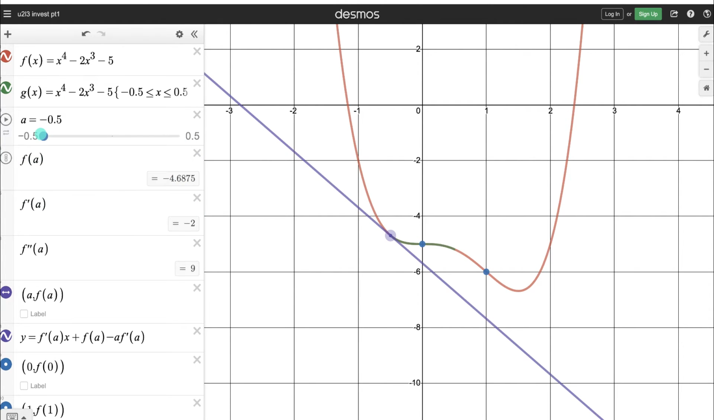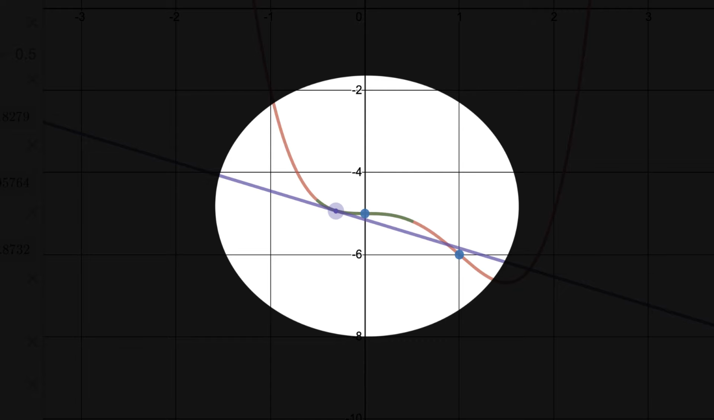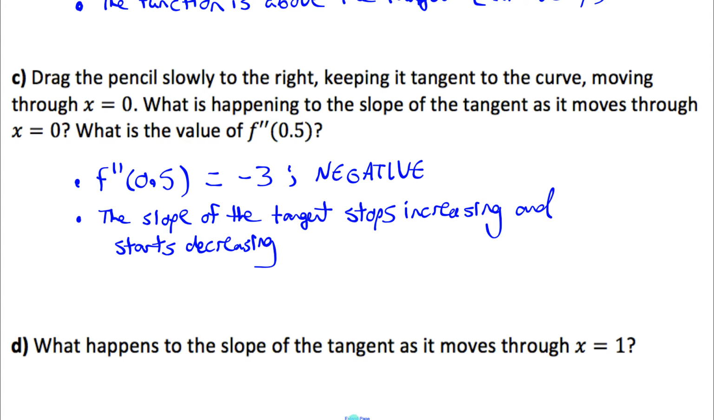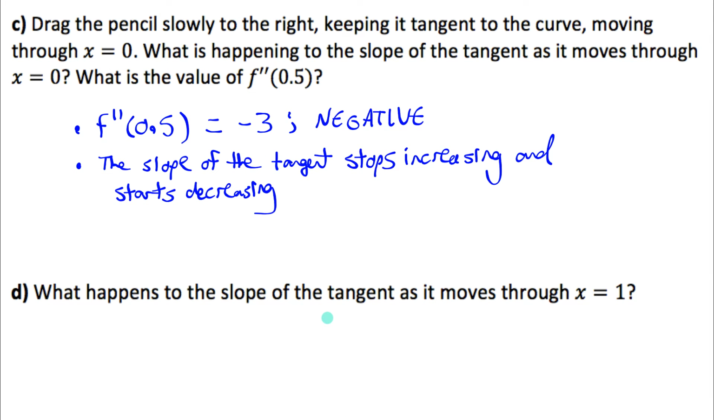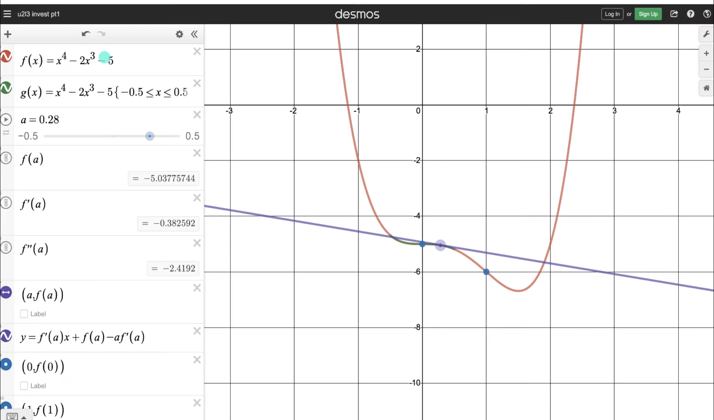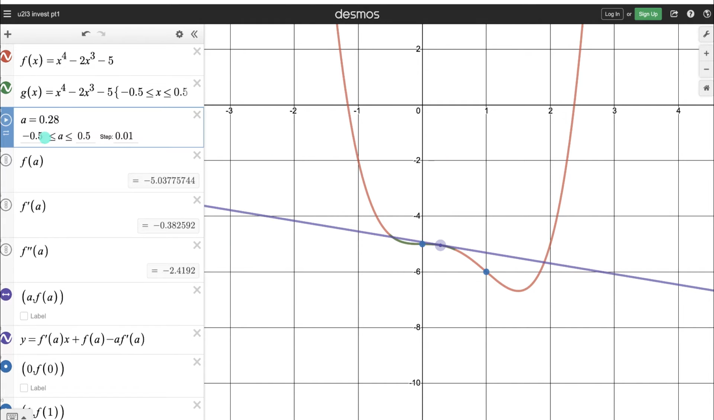And if we're talking about graphically concave up and concave down, before an x value of 0, the function is above the tangent line, it's concave up. And after an x value of 0, the function is below the tangent line, it's concave down. Part D, I think we're going to do the same thing as part C, but it says as the tangent line moves through an x value of 1. So let's move it through an x value of 1.